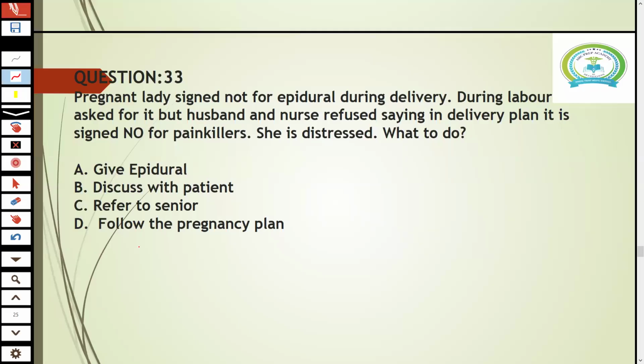There was a pregnant lady who signed no for epidural during the delivery. During labor, now she's asking for epidural, but the husband and nurse refused, saying in the delivery plan it is signed no for painkillers. She is in distress. Now what to do? Give her epidural, discuss with the patient, refer to senior, or follow the pregnancy plan. Everyone please answer.